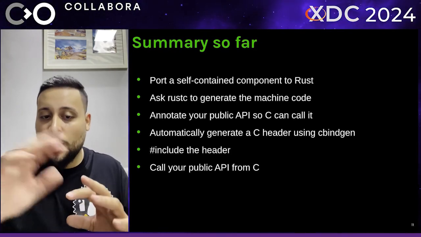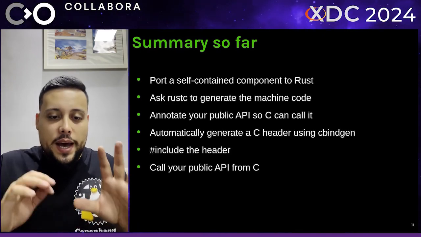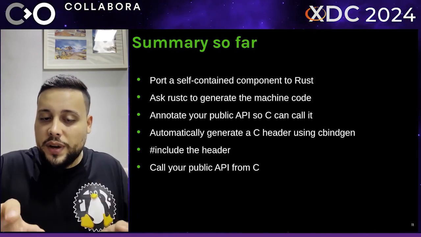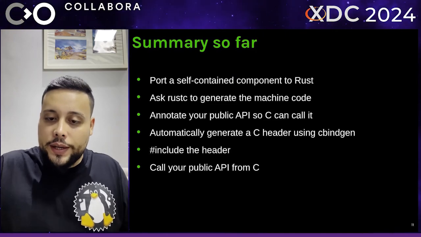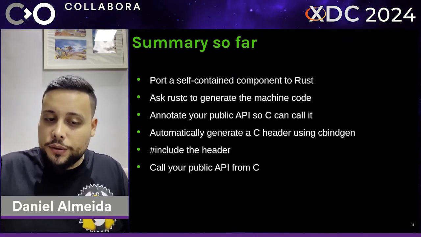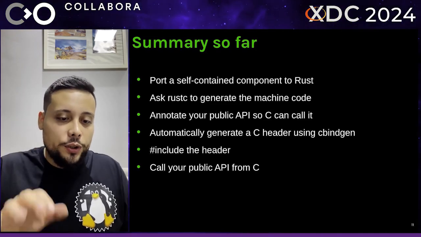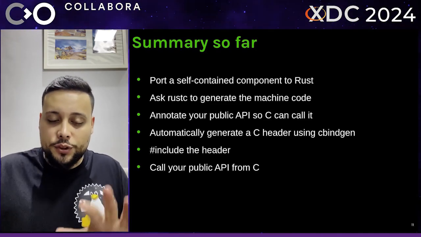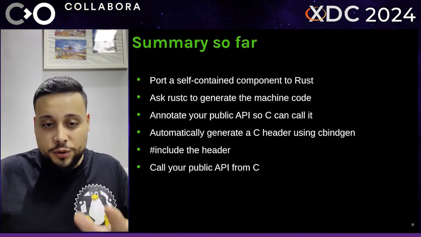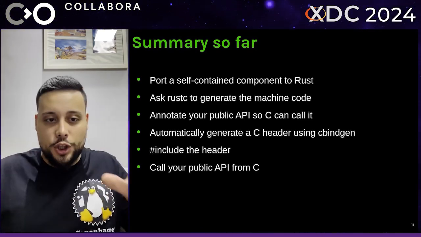That's just for the interop layer between the two languages. And after that, you use the cbindgen tool to basically parse your public API and generate an equivalent header file with function prototypes. You include this header file in your C code, and then you can call your public API from your C code. Thereby, you can interact with the Rust version of your component from your C code. That's the big picture, right?